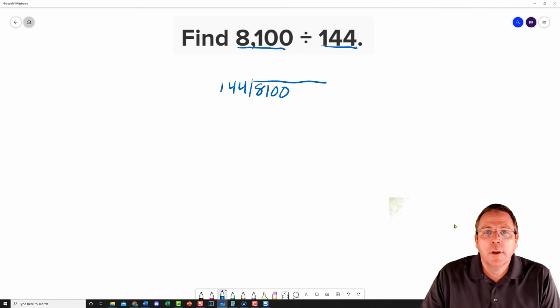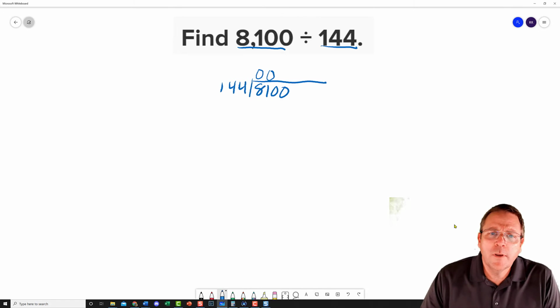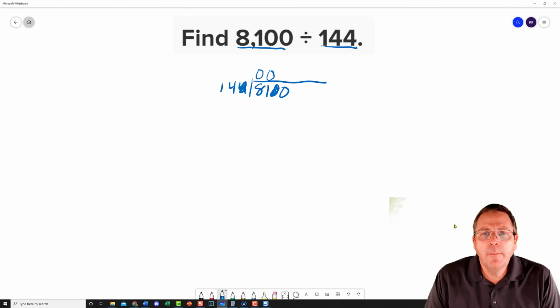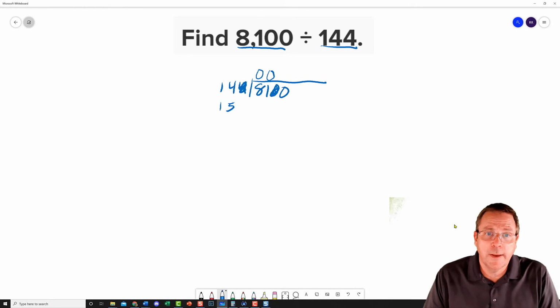First, 144 goes into 8 0 times. It goes into 81 0 times. It does go into 810, but I don't really know how many times. So in my mind, I'm going to scratch out these 2 digits. And in my mind, I'm going to take that 14 and make it a 15, because 15 is something I know the multiples of. I can do 15, 30, 45, 60, 75, 90. Uh-oh, 6 is going to be too many. So instead of 6, I'm going to try the 5 to see if that one works.